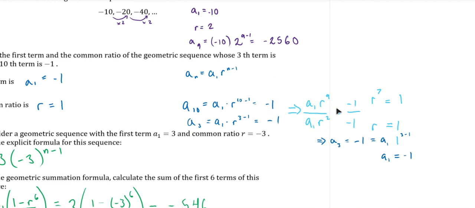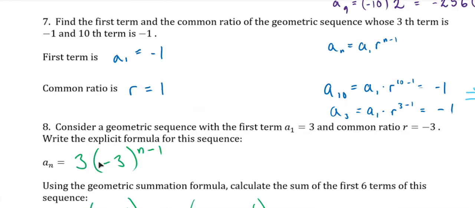creating a quotient of the left-hand sides and right-hand sides to cancel a1, and then solving for r, and then resubstituting to find a1. This would work regardless of which two values they gave us here. As long as we knew that the sequence was geometric, we know it has this form, and this would work. Here they've given us a1 and r, so we know that our geometric sequence has this form.